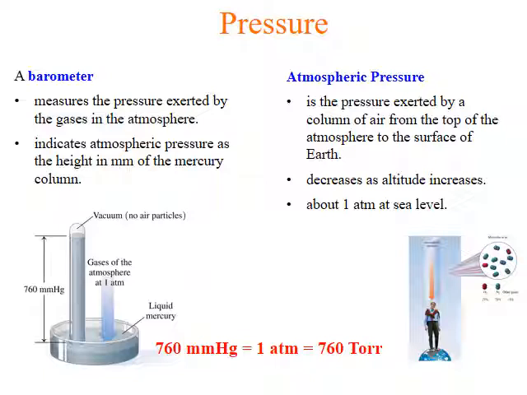Now, how do we actually measure the pressure? The device that is used to measure pressure is called a barometer. So what is happening basically on earth? There is pressure which is exerted by the column of air from the top of the atmosphere to the surface of the earth, and that is referred to as the atmospheric pressure. And this atmospheric pressure is regarded as 1 atm at sea level.